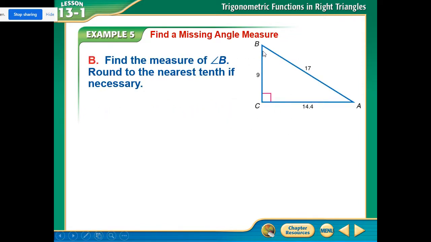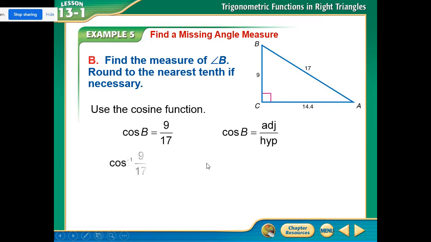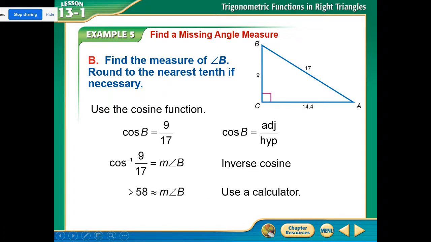So what about B on the other side? Now we can do the same 9 and 17, but now because we've gone to the other angle, this would actually be adjacent. Notice how adjacent and opposite switch. Hypotenuse is still the same. So if adjacent and opposite switch, 9/17, that of course gives us a different value here. And we're going to get 58. I got 58.03, but they said round to the nearest tenth.